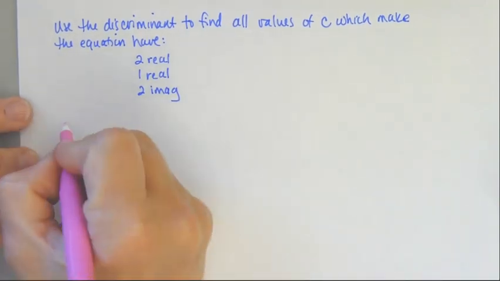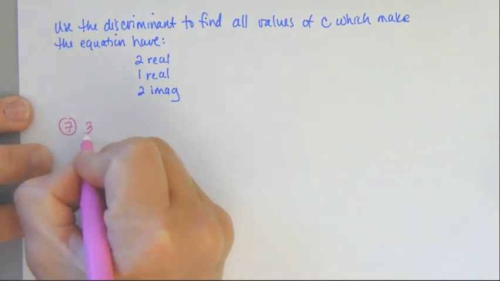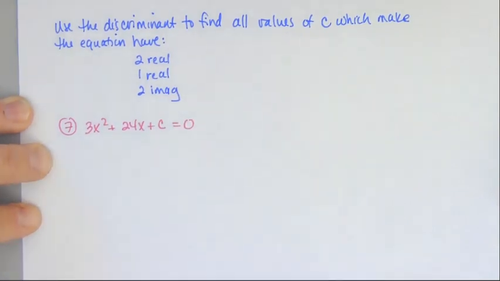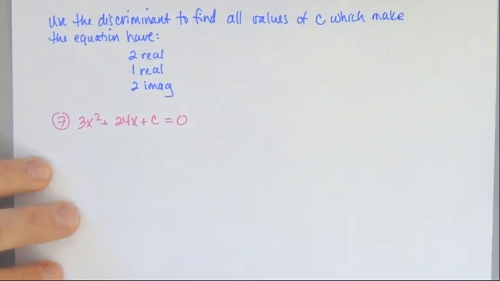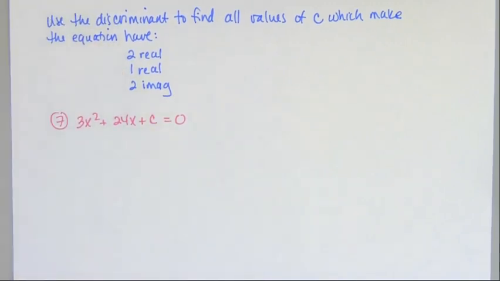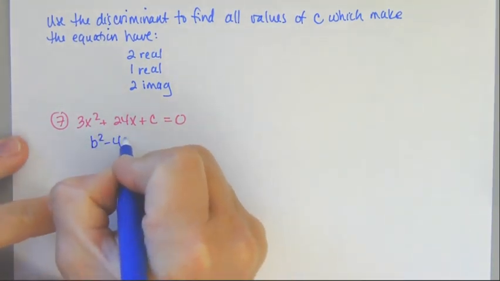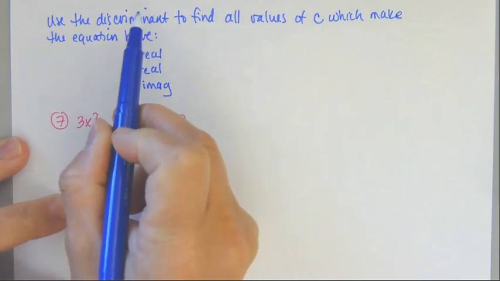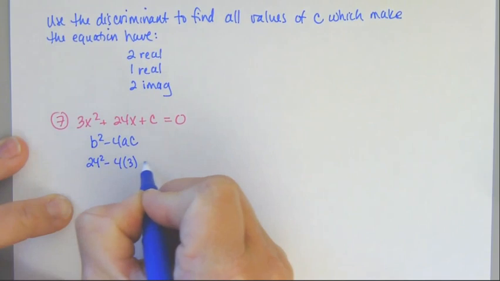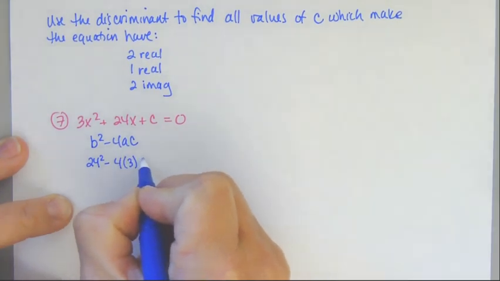So here's what our problem looks like: 3x squared plus 24x plus c is equal to 0. I'm not telling you what c is, so we need to figure out what it should be so that we could have 2 real, 1 real, and 2 imaginary answers. Make sure it's equal to 0 first. I'm going to do my b squared minus 4ac, because we're just looking at the discriminant here. So I've got b squared, which is 24 squared, minus 4 times a, which is 3, and then c.